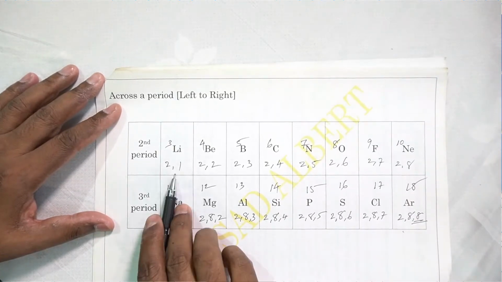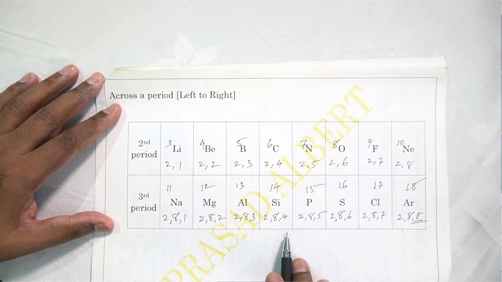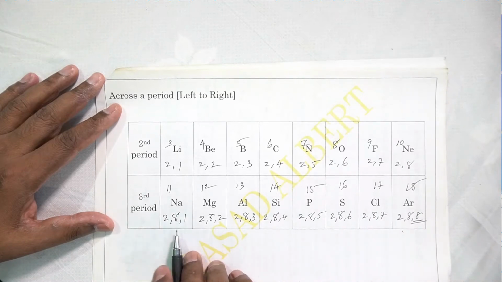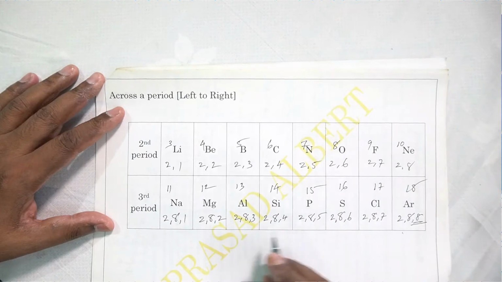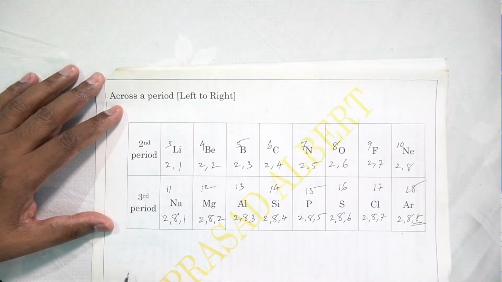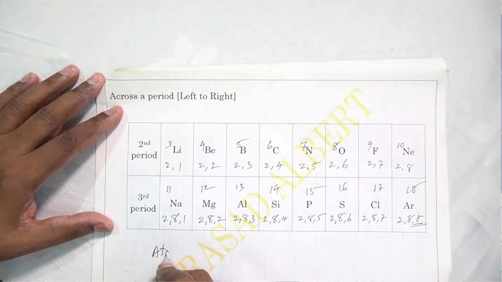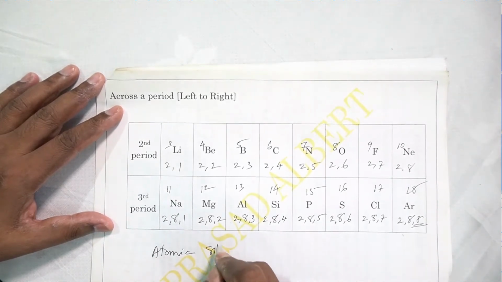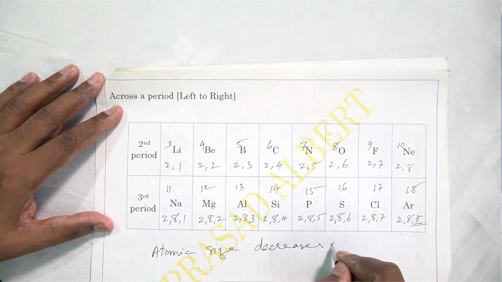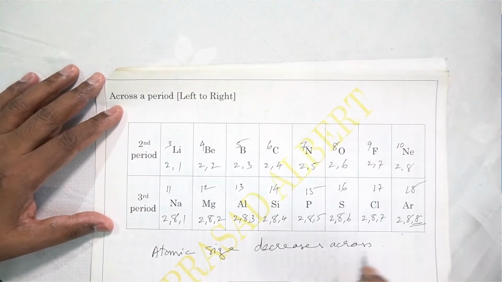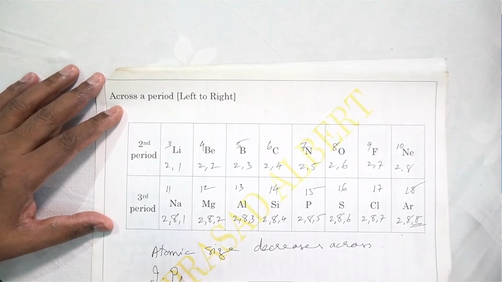Now what do you see? The number of orbits remains the same in each case. At the same time, we find the nuclear attraction increases. So we can see that the atomic size from left to right is decreasing. That was discussed already in the previous video. You can go and see that. Now atomic size decreases across a period. And we have seen ionization potential across a period, IP increases.